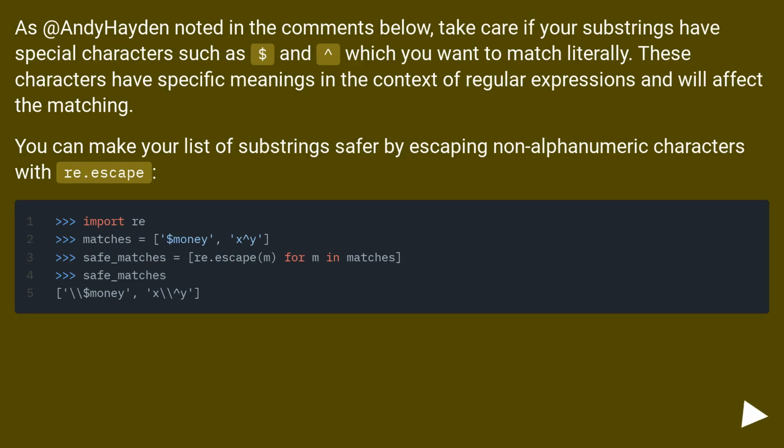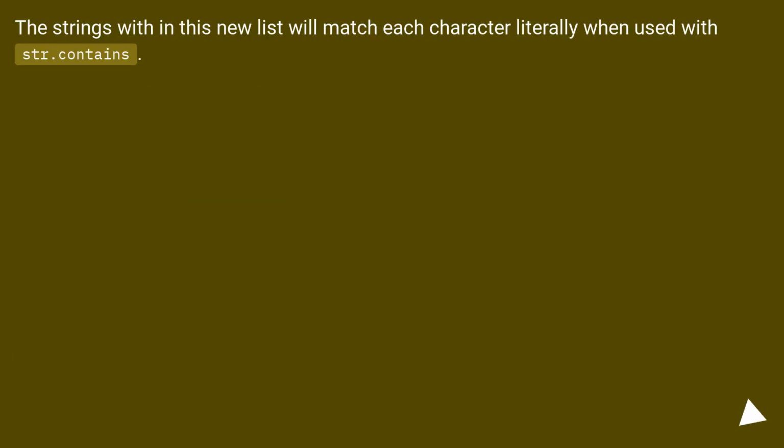As Andy Hayden noted in the comments below, take care if your substrings have special characters such as $ which you want to match literally. These characters have specific meanings in the context of regular expressions and will affect the matching. You can make your list of substrings safer by escaping non-alphanumeric characters with re.escape. The strings within this new list will match each character literally when used with str.contains.